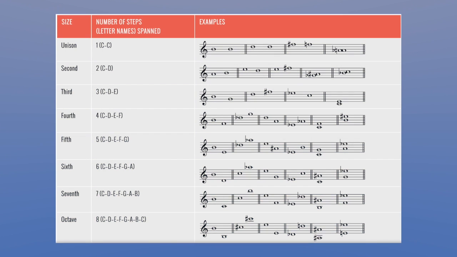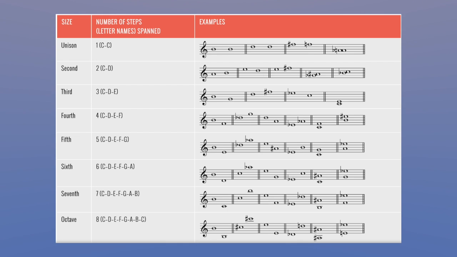Let's get into that. Here we have a chart that's taken from page 27 and 28 of your textbook, or the Chapter 2 interval size section of the ebook on the website. This chart outlines the basic intervals, that is, counting from letter name to letter name or lines and spaces on the staff, regardless of accidentals. If 2 notes occur on the same line or space, regardless of accidentals, we call them unisons.